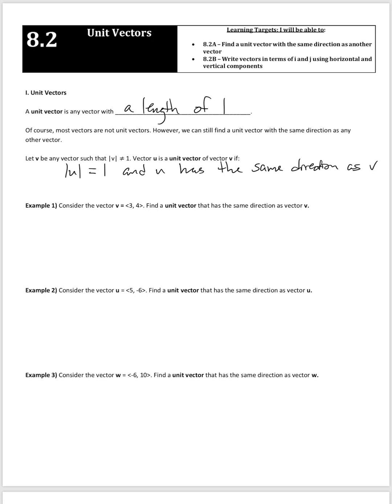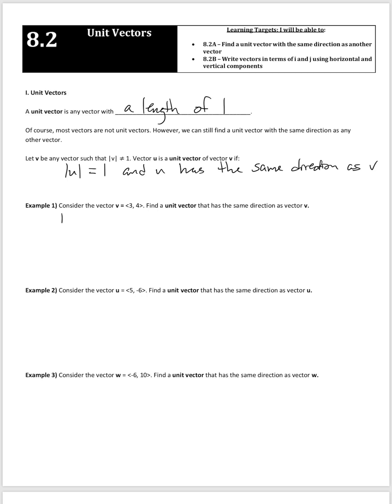So let's just jump right into an example, because I know I can talk and talk and talk, but that doesn't mean it actually makes sense to you. So let's go through some practice problems. So consider the vector v equals 3, 4. Find a unit vector that has the same direction as vector v.